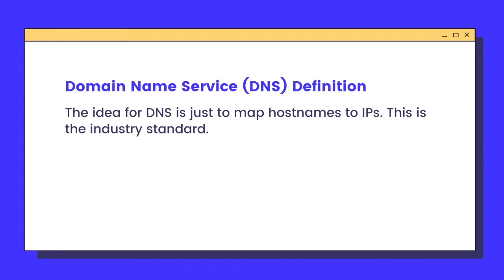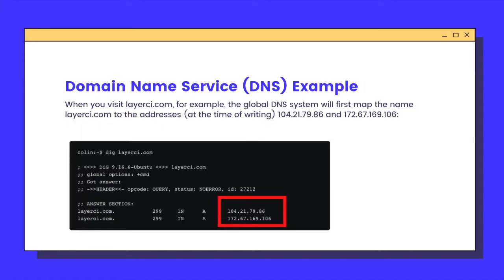So let's talk about DNS a little bit. The idea for DNS is just to map host names to IPs. When you visit layerci.com, for example, the global DNS system will first map the name layerci.com to the addresses, at the time of this video, 104.21.79.86 and 172.67.169.106, which are just arbitrary computers connected to the internet. And you can use the dig command on a website to see where those addresses are. So this is saying, for the key layerci.com, the values are these two.